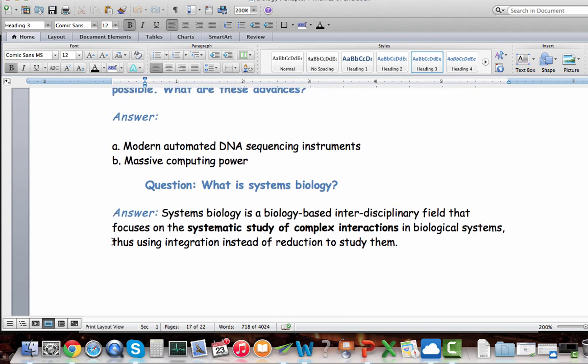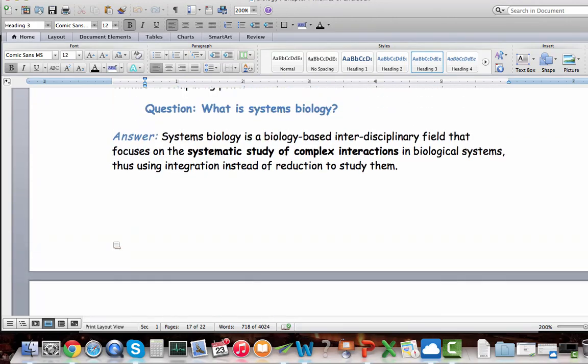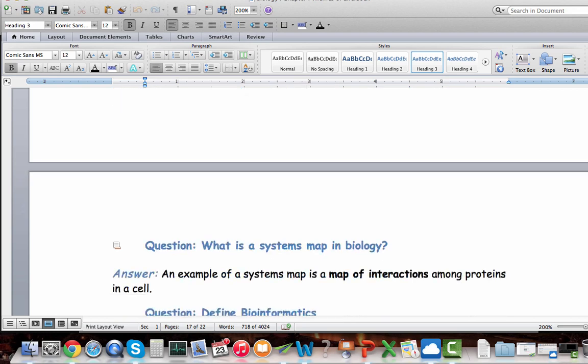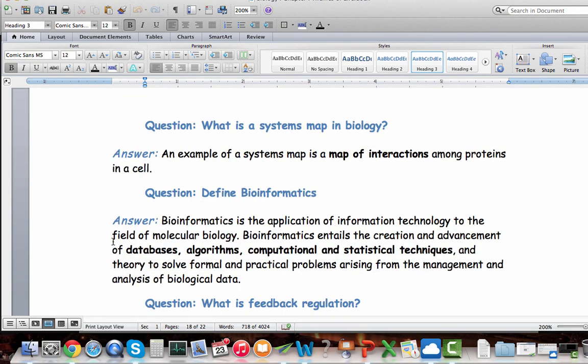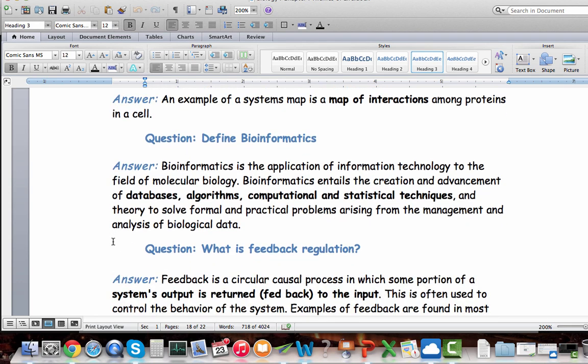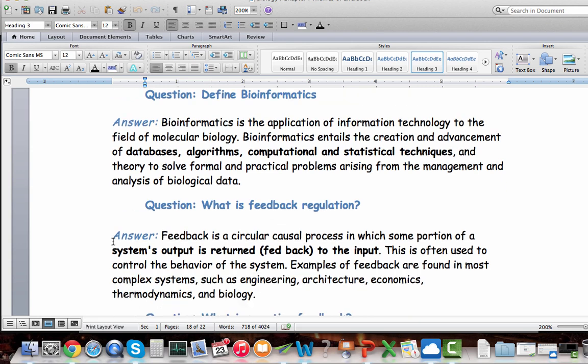Question: what is systems biology? Answer: as we said before, systems biology is a biology-based interdisciplinary field that focuses on the systematic study of complex interactions in biological systems, thus using integration instead of reduction or reductionism to study them. Question: what is a systems map in biology? Answer: an example of a systems map is a map of interactions among proteins in a cell.